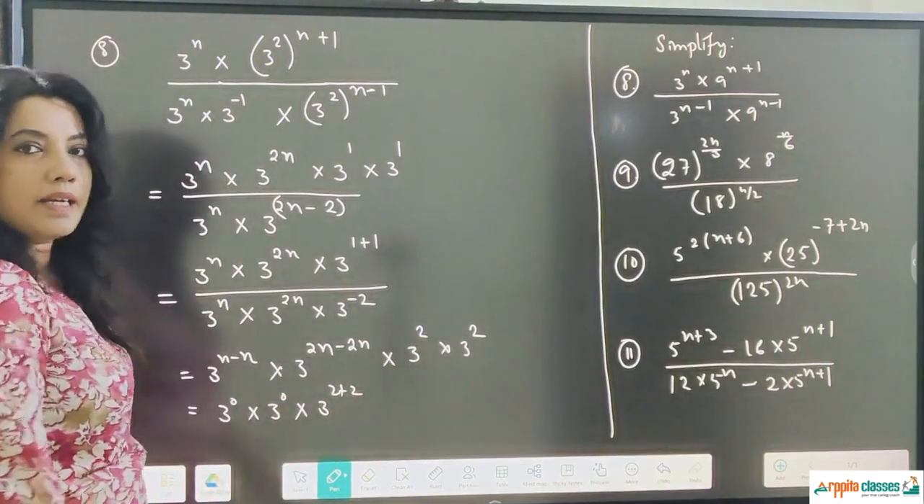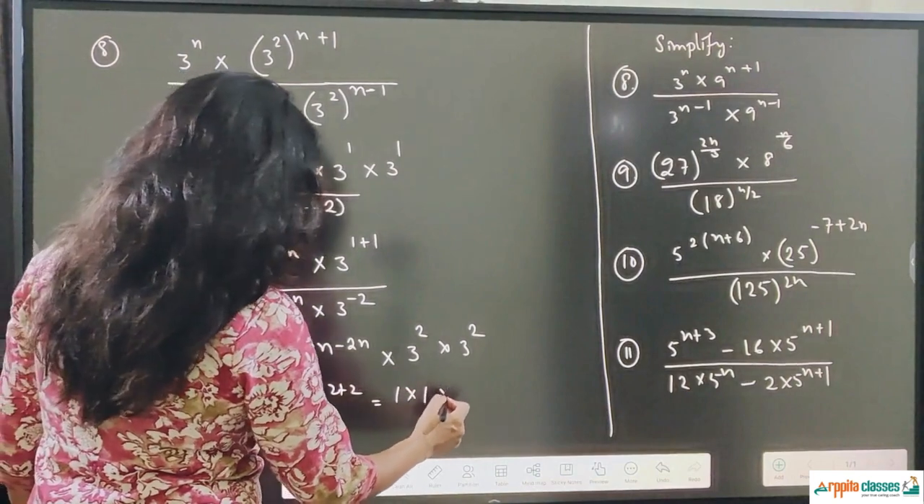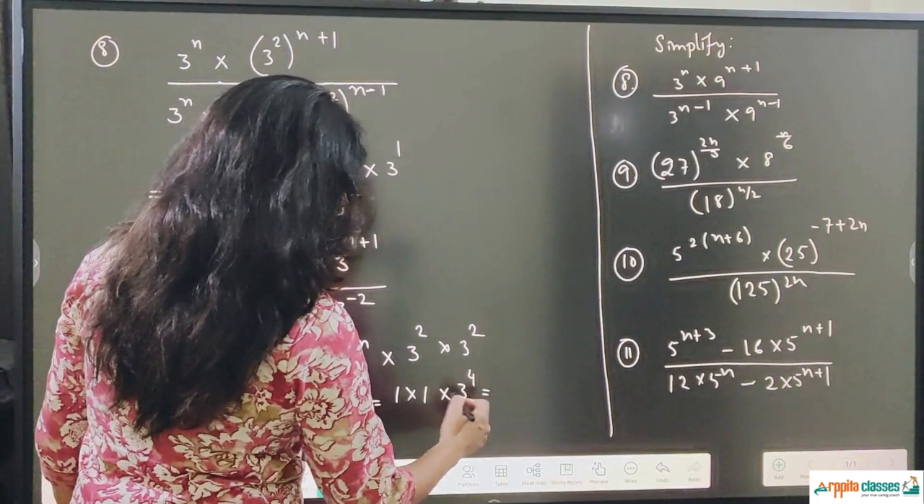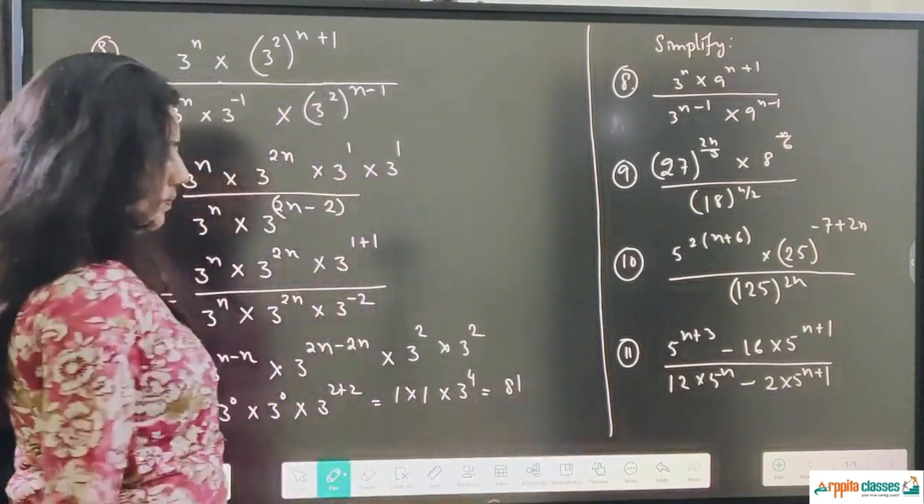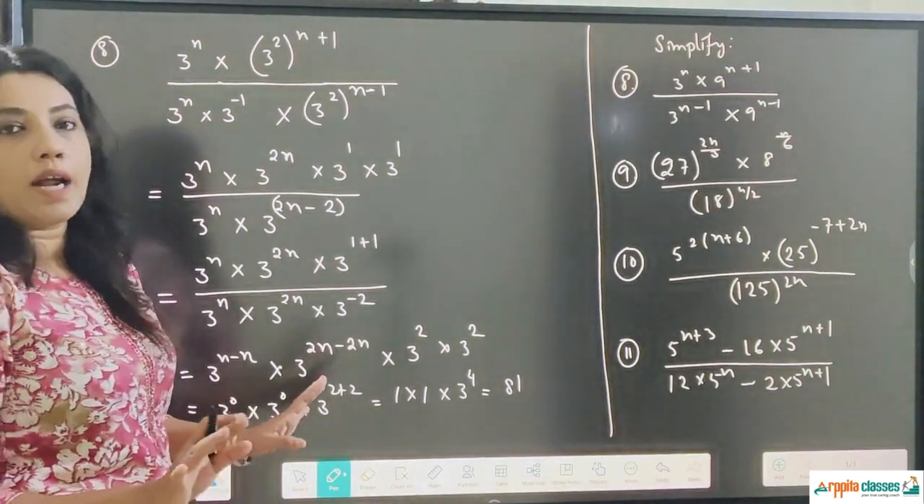These two can be added because the bases are the same. Anything to the power 0 is 1, so 1 into 3 to the power 4. Now 3 to the power 4 is 81. So the answer for the 8th one is 81. I hope you all understood.